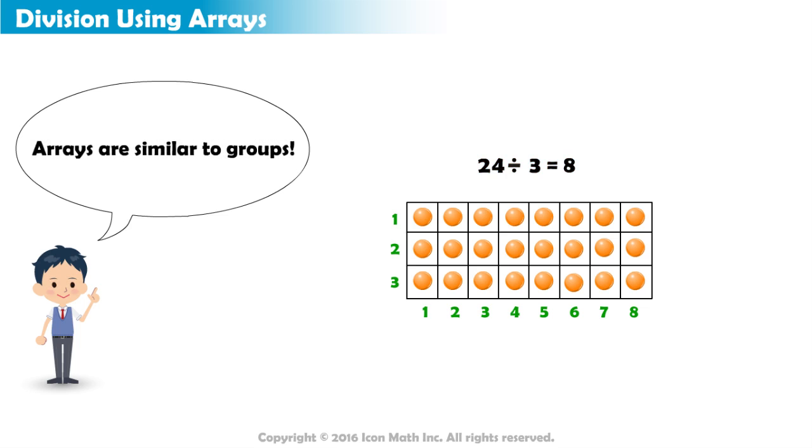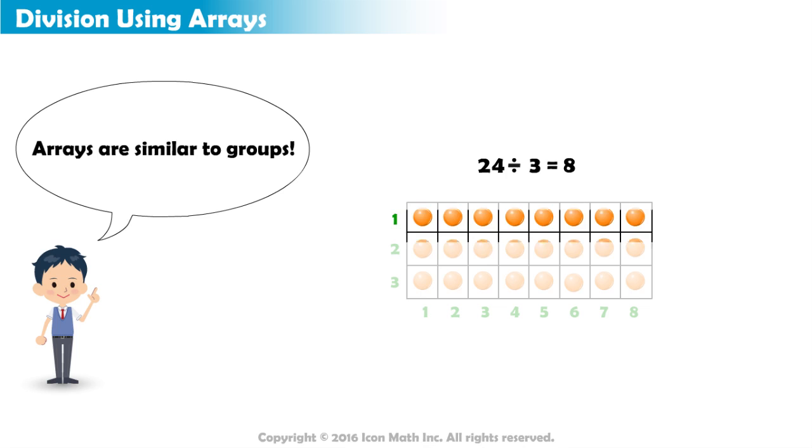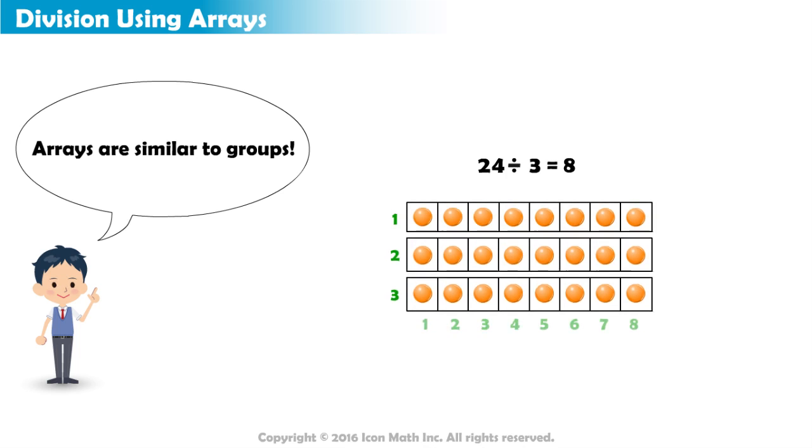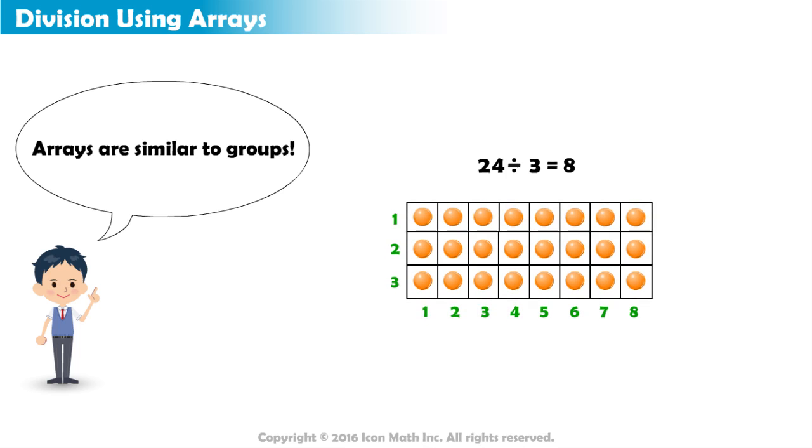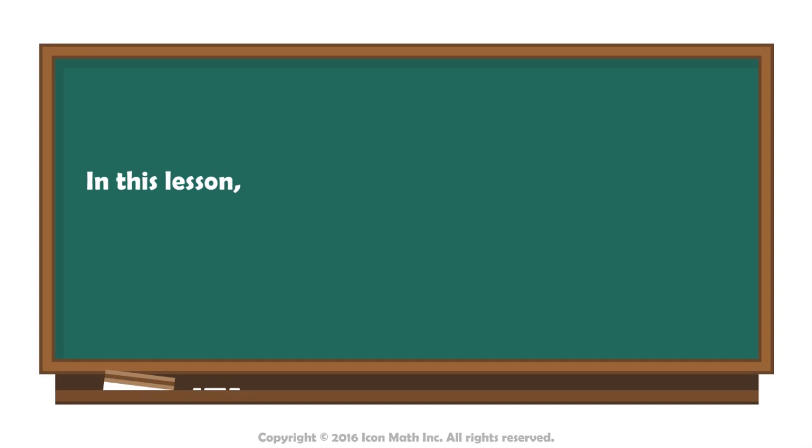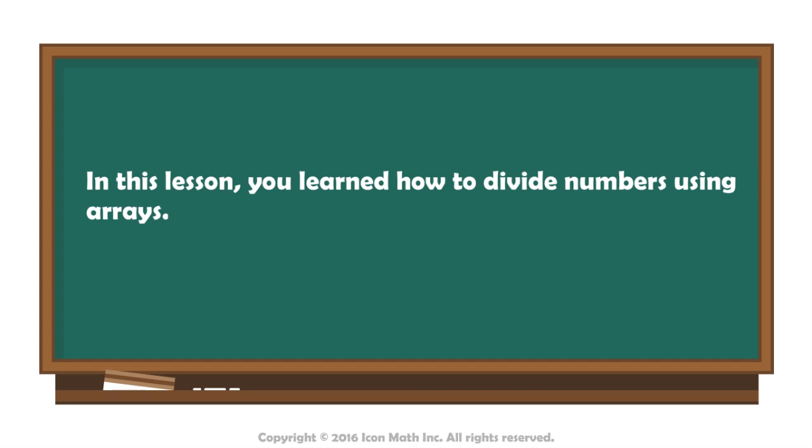Arrays are similar to groups. All we did was find out the number of counters in each row when we distribute them equally in the rows, which are like groups. In this lesson, you learned how to divide numbers using arrays.